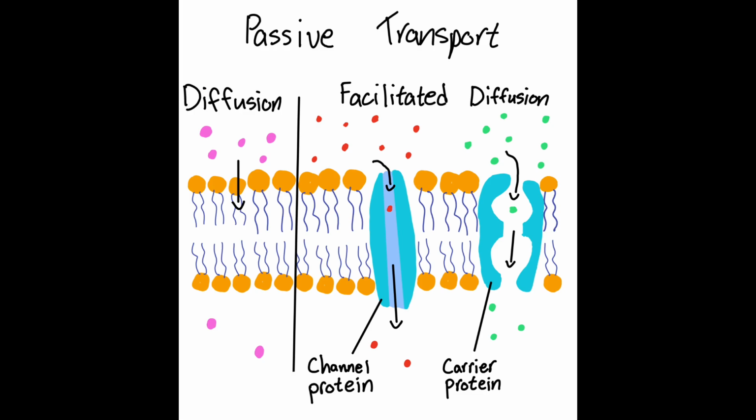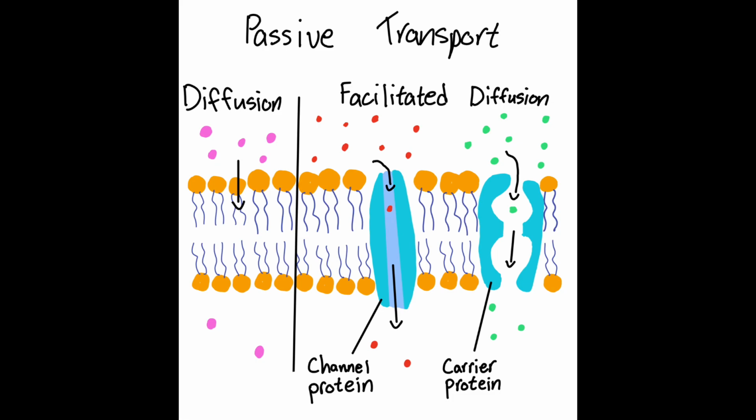Moving on now, we have passive transport with diffusion and facilitated diffusion. Passive transport is when molecules move across the cell membrane without using energy. You can think of this as them just going with the flow. They move from high concentration areas to low concentration areas, so you can think back to the concentration gradient.